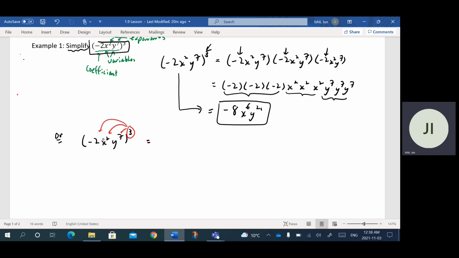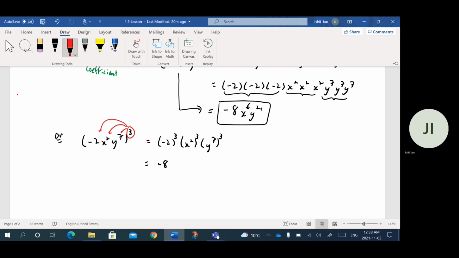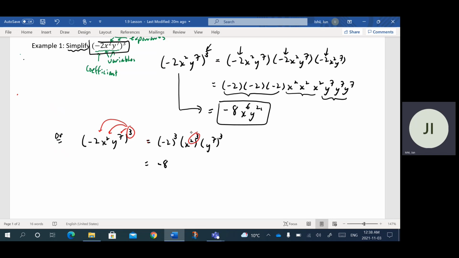So this is going to equal negative 2 to the third power, x squared to the third power, y to the 7th to the third power. Again, negative 2 cubed is negative 8. And remember that the rule for when you have an exponent outside of an exponent is you multiply them together. So x squared to the third power is x to the 6th. Likewise, y to the 7th power cubed is y to the 21st.